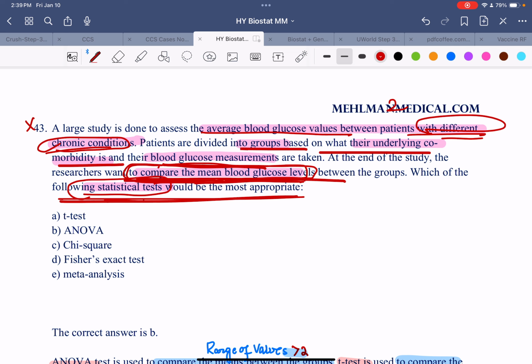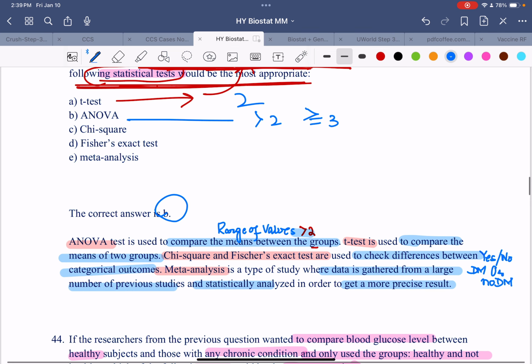Always remember that the t-test is the test used to compare the mean blood glucose levels, provided that the number of groups is 2. And ANOVA is the test for groups greater than 2, or you can say 3 and greater. So over here the correct answer would be ANOVA. The test used to compare the mean between greater than two groups is known as ANOVA.